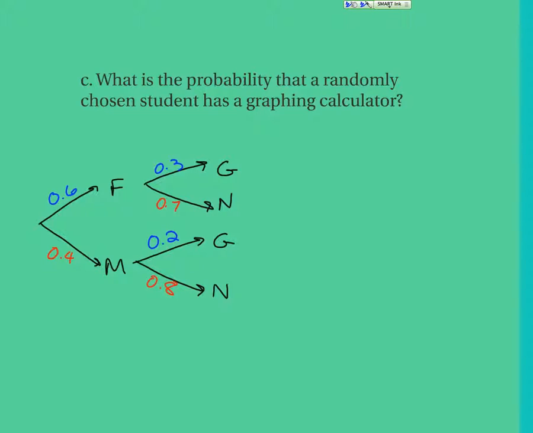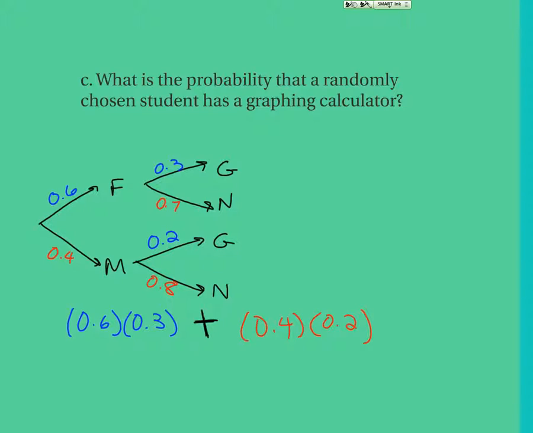So for example, let's go with female first. Female with a graphing calculator would be 0.6 and 0.3. Male with a graphing calculator would be 0.4 and 0.2. So we have to add them. You have to add all of the branches that give you that outcome you're looking for. This is a pretty small tree diagram, so you might have some with more options, you might have to add 3 branches together, but however many branches end up with that outcome you're looking for, you add them together.